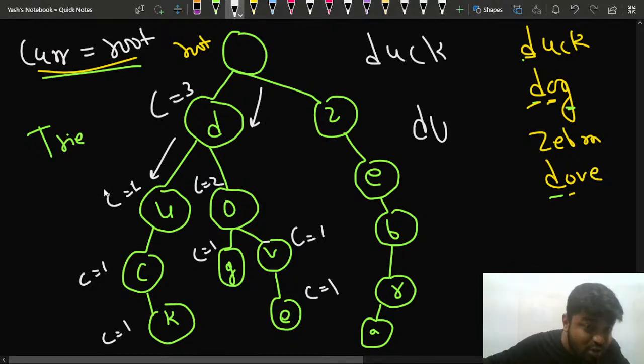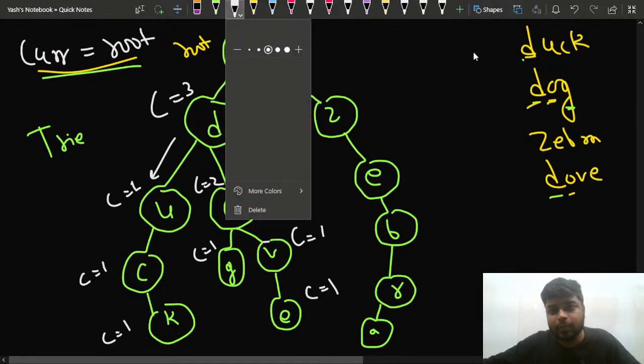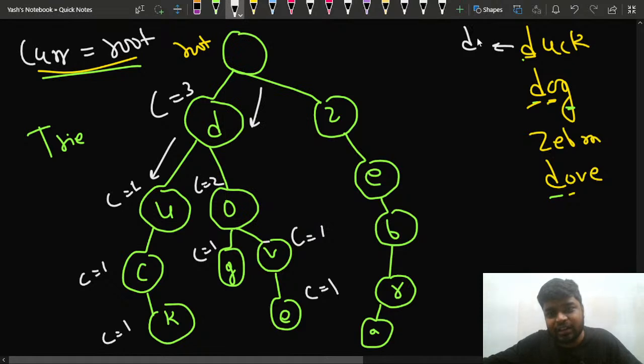Because the count for U is 1, it is not occurring in any other string as the second alphabet. So I can represent duck as DU. Let me write it here: I'll represent duck as DU.